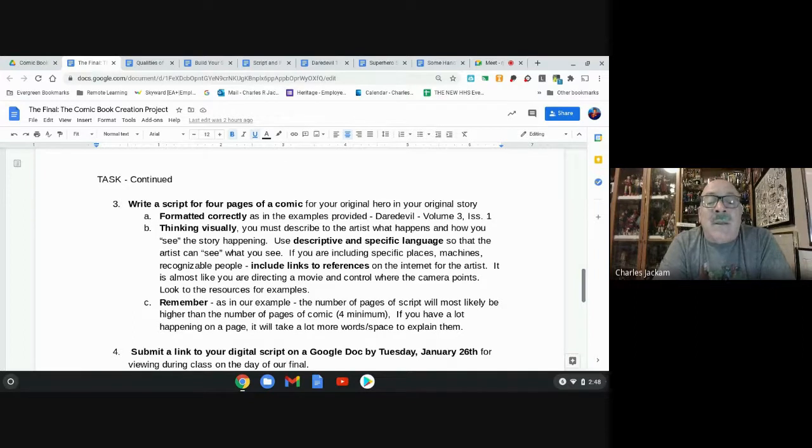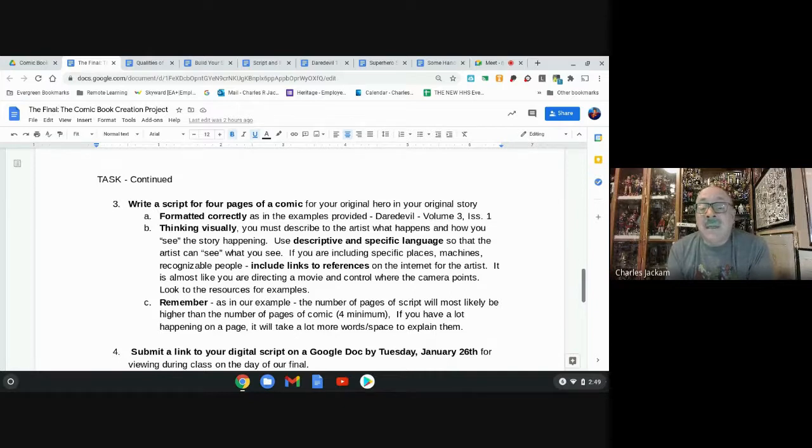As a writer here, you need to think visually. You're not just putting words in the characters' mouths. You are the director of your own private movie, and you're telling the camera exactly what you want to see. In this case, the camera is your artist. He's your partner in this. And you have to describe what happens so that they can see the story the way you have it planned. Use strong descriptive and specific language so the artist sees what you see.